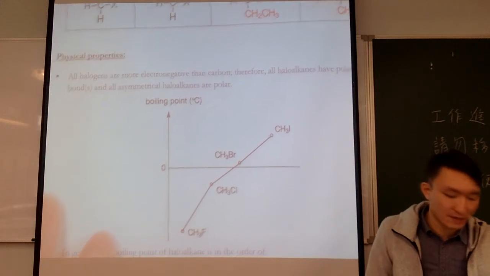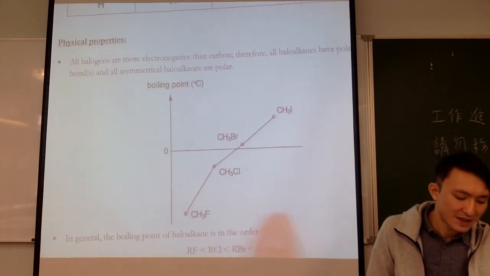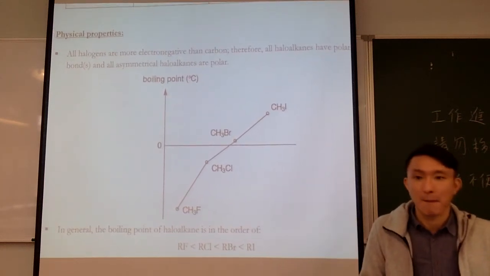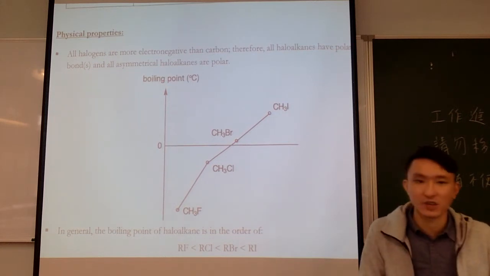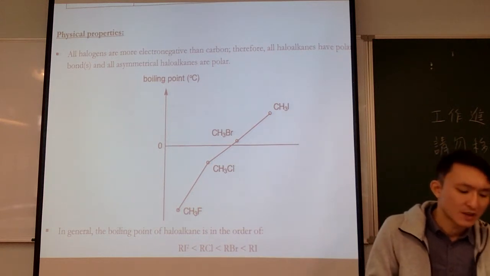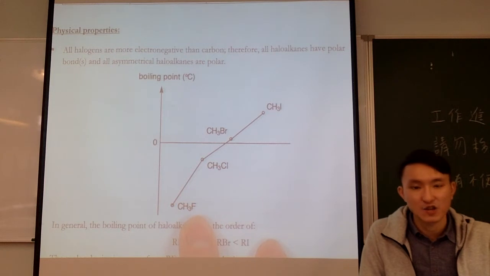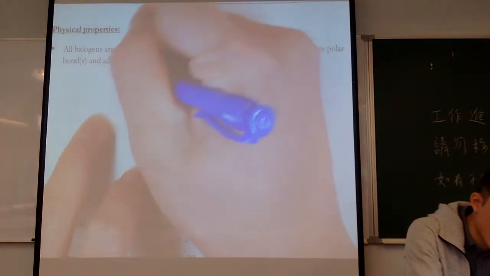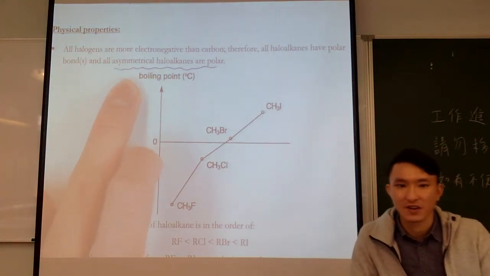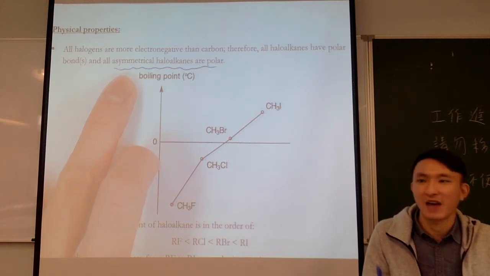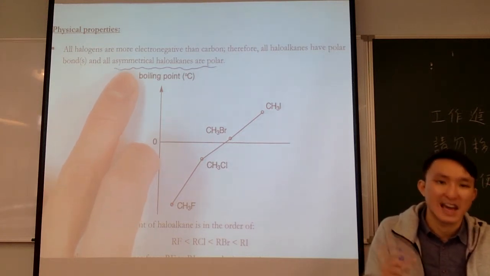Now, for physical property, like I said, all halogens or even all organic compounds are molecules, so they all have simple molecular structure, and physical properties all depend on the intermolecular force. Now, you notice in haloalkane the halogens are quite electronegative, so you will expect to see asymmetrical haloalkanes are polar. Okay? Now, you remember, in order to be polar, not only do you need to have a polar bond, but you also have to be asymmetrical.